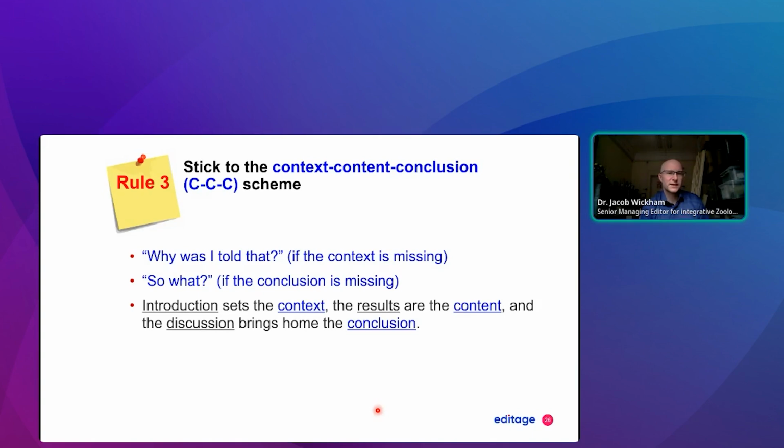You also want to stick to the context, content, conclusions. If the context is missing, you may miss the main message of your paper. Don't forget to answer the implications of your research, the importance of your research. You should answer the so-what question. So make sure that your conclusion is there. Don't have a missing conclusion. So in this respect, the introduction will set the context of your research. The results give the content, and the discussion brings home the conclusion of your paper.